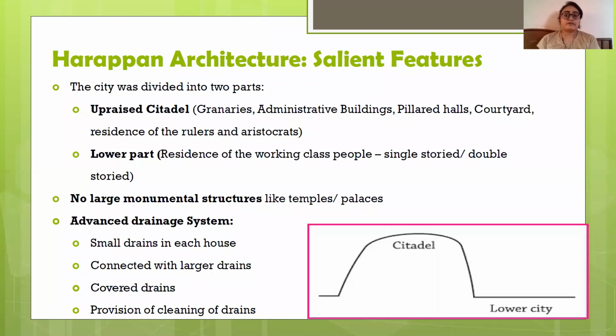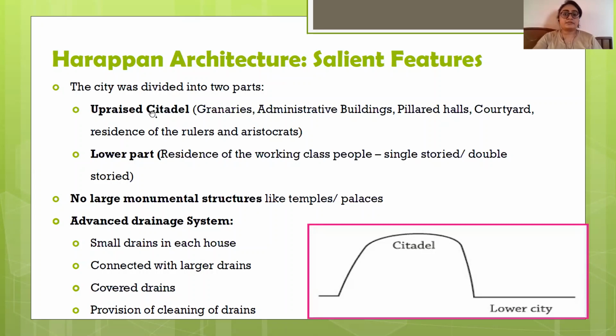Then the city was divided into two parts. One was the upraised citadel, and the second was the lower part. So one was the upper city and one was the lower city. The upper city was called the citadel. In the figure you can see it: this is the citadel and this is the lower city.